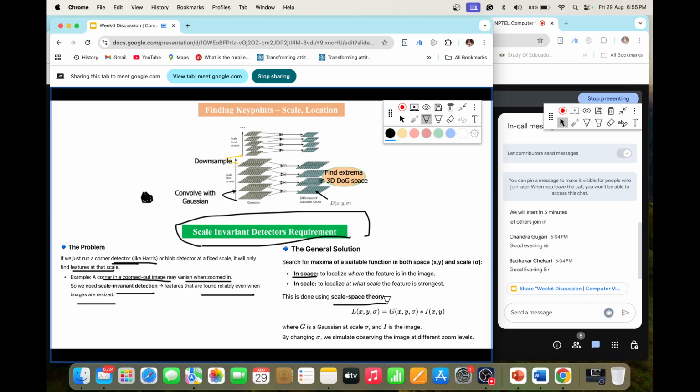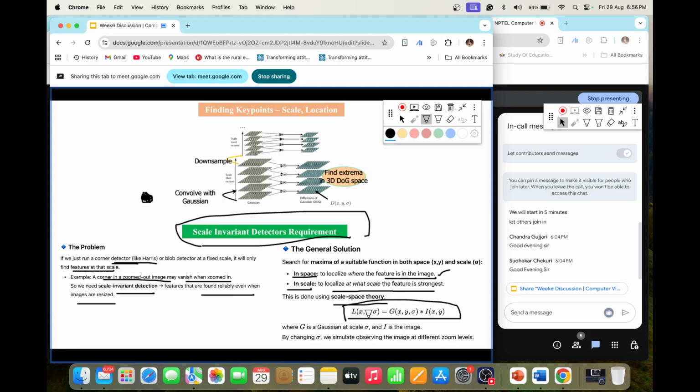So what is scale space theory? In space, we localize where the feature is in the image. This can be done with the Harris detector, etc. And then we have to do the scaling to localize at what scale the feature is strongest. So that we have to find out. For that we can apply this scale space theory.